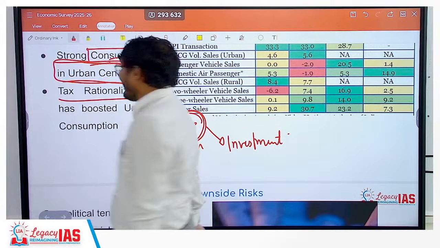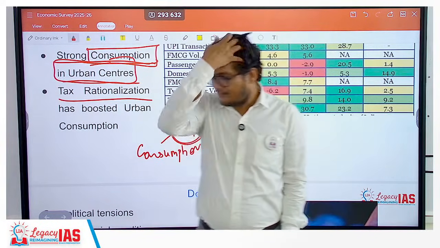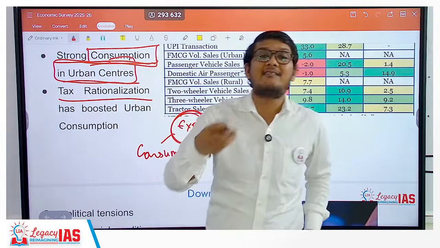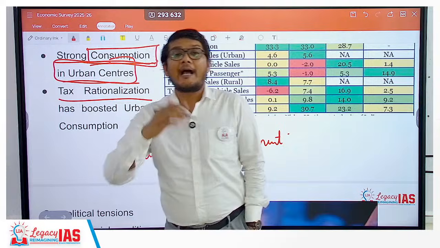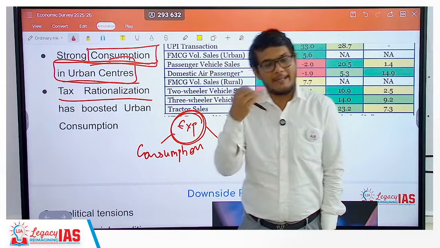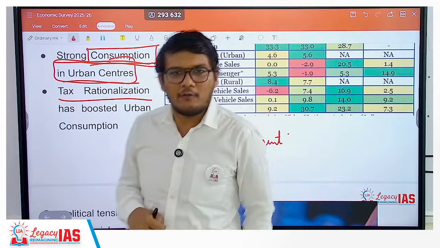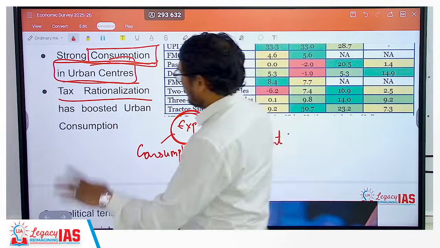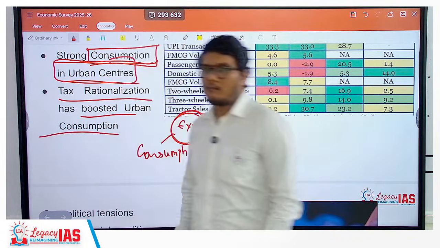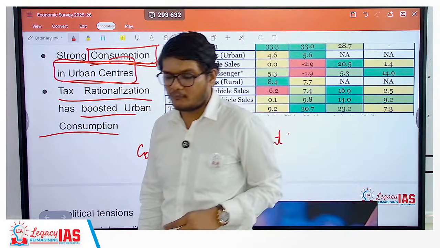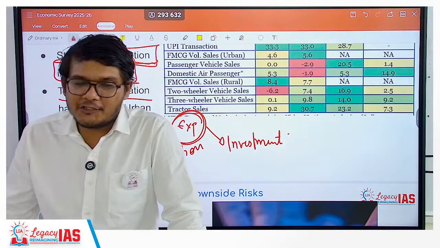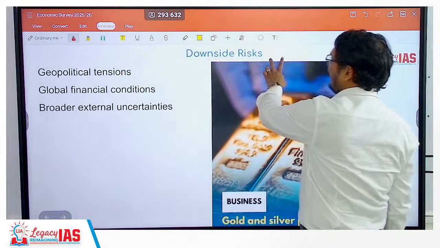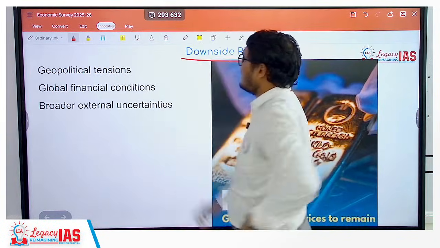Next is the tax rationalization. For example, the tax slabs have been liberalized in the sense that less tax you will be required to pay at a higher slab also. So that is good. The money will be saved. When the money is going to be saved, you may spend somewhere. Where do you spend? Consumption expenditure. That is going to boost the urban consumption. And also tax rationalization is taking place with respect to GST, wherein the tax rate in GST has been reduced.